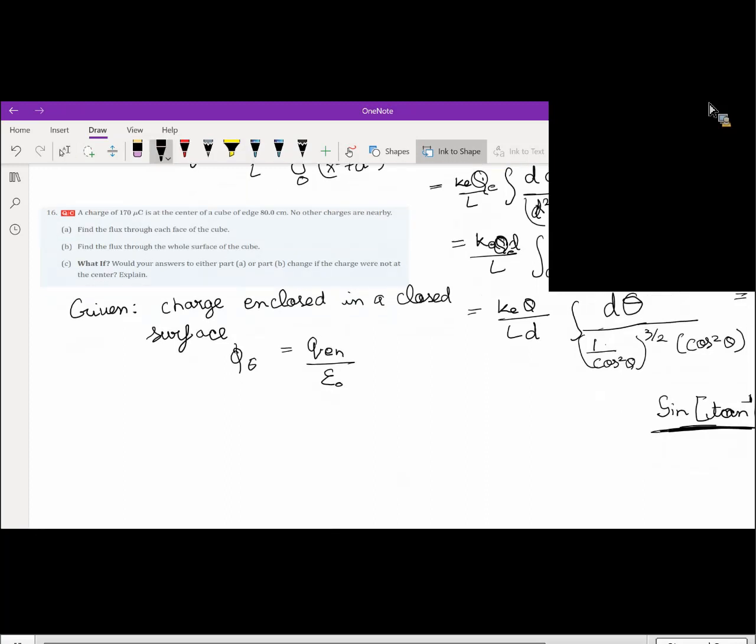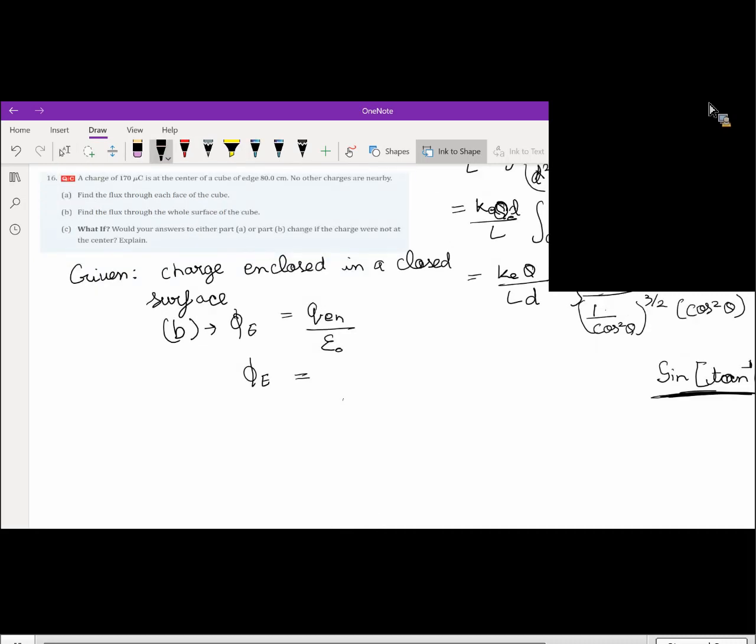What is the charge enclosed? So this is the answer for part B actually. The total flux through any closed surface, according to Gauss law, is the charge enclosed divided by epsilon naught. Charge enclosed is 170 microcoulomb, 10 to the power minus 6 coulomb, divided by epsilon naught, which is 8.85 into 10 to the power minus 12. And the unit of Gauss flux would be Newton per coulomb meter square. That's your answer for part B.